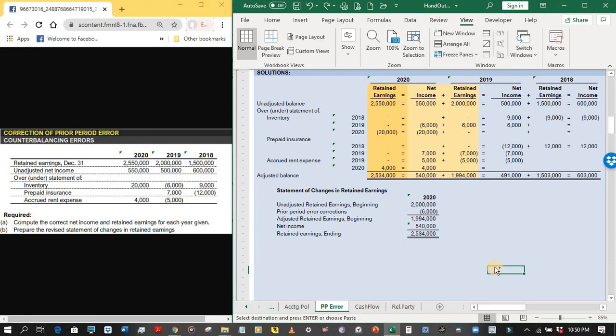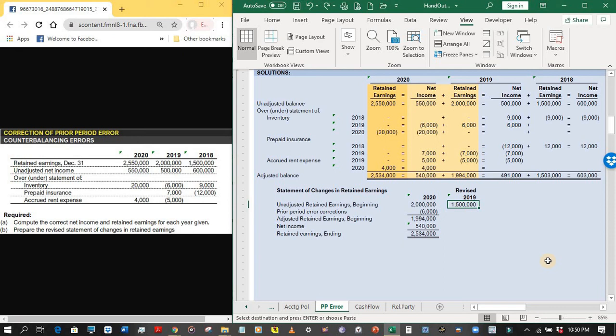Now, after 2020, let us proceed to the earliest prior period presented in our comparative financial statements. That is 2019. So we are going to present the revised 2019. Starting with the unadjusted retained earnings at the start of 2019, which is the retained earnings ending in 2018, that is 1.5 million. Again, this is the unadjusted ending retained earnings in 2018.